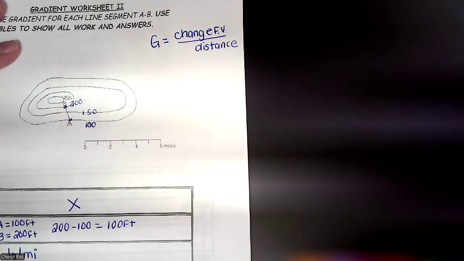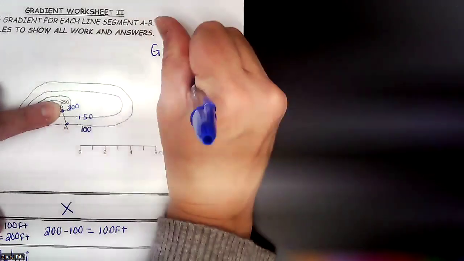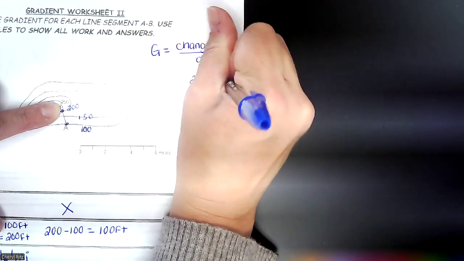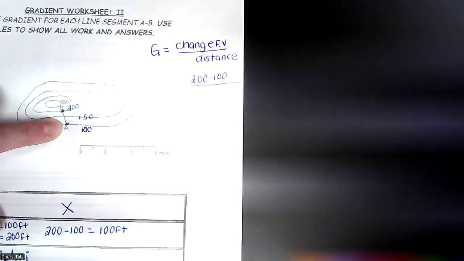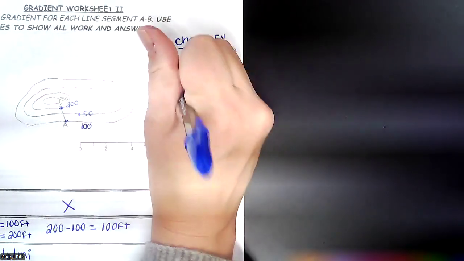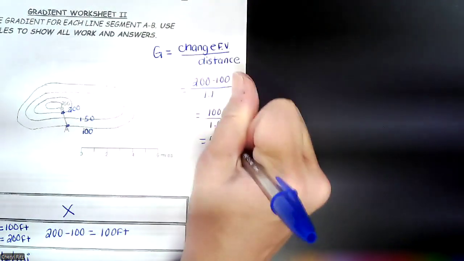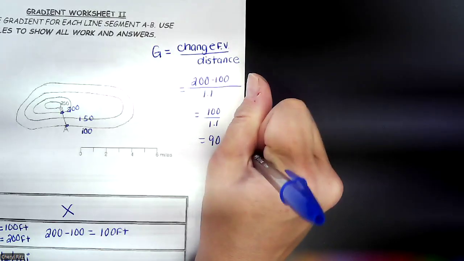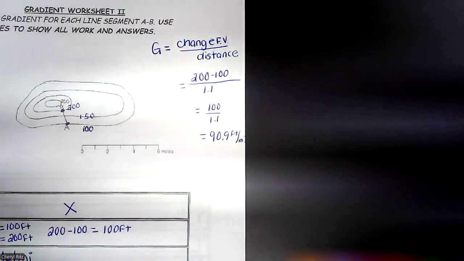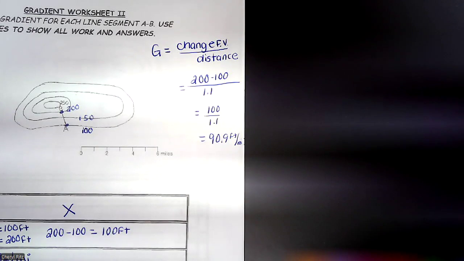Then I can do the change in field value. I can see that I start at 100 and I go to 200. So I would write 200 minus 100, divided by distance. We already did it, 1.1. So this continues on to be 100 divided by 1.1, which equals 90.9. Again, feet per mile. So if you just want to do math like you have been doing math your whole life, go for it. But if you need it spelled out, do the 5 steps. Either way gets you the same answer. It's just how long it takes you.